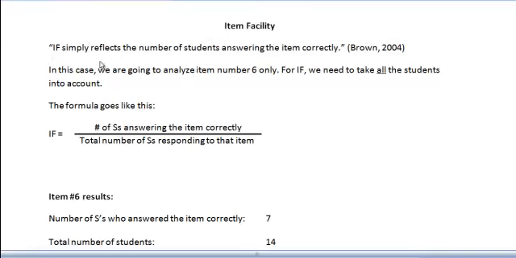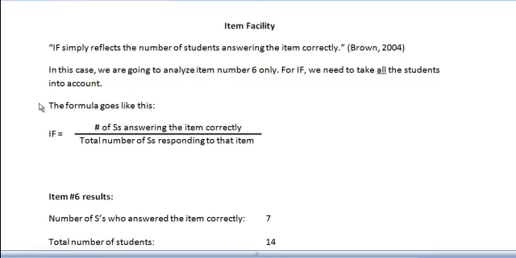I just quoted this from Brown. It says, it simply reflects the number of students answering the item correctly. In this case, we are going to analyze item number 6 only from the exams I previously showed you. And in this case, we have to take all the students into account. We are not going to divide the group into thirds or any other number. We are just going to take all of them into account.